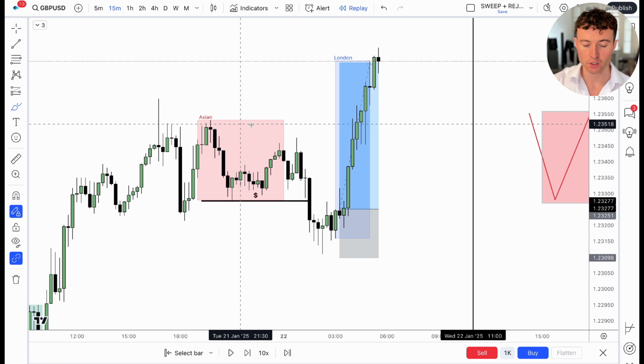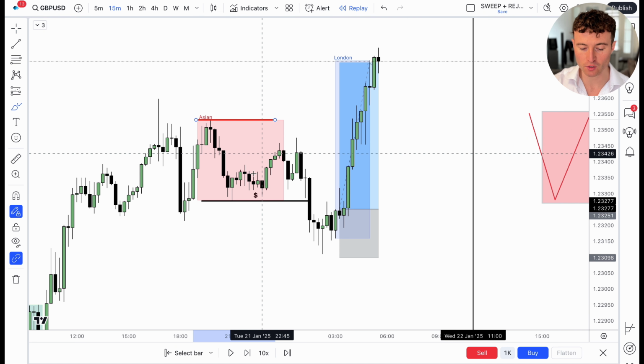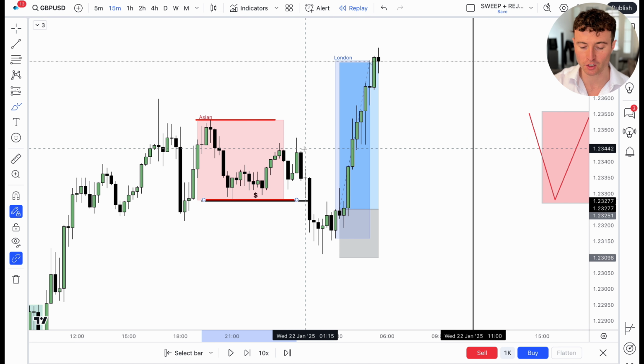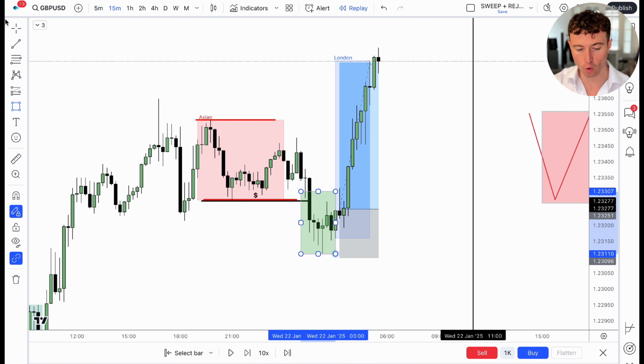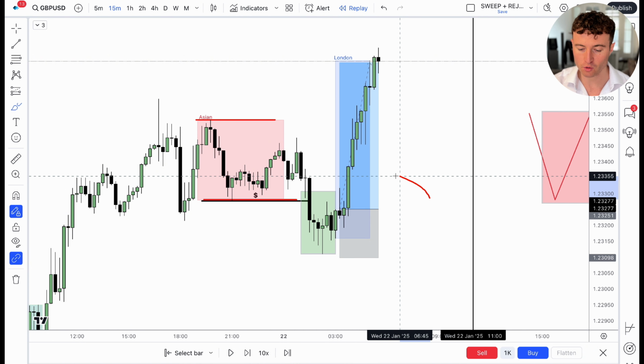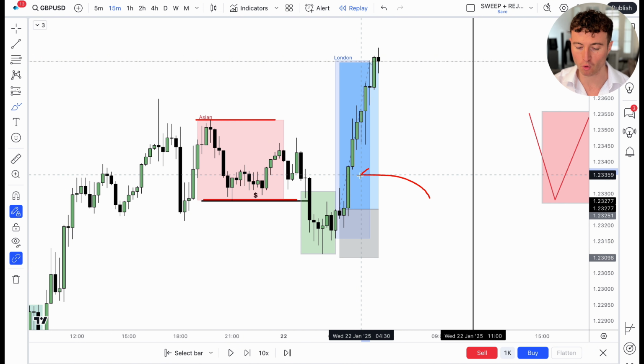You can see right here during the London session, this trade hits take profit for a 1 to 3 risk to reward. So putting this into perspective, this right here is your accumulation. This right here is your manipulation, and this right here is your distribution in price during the London session.